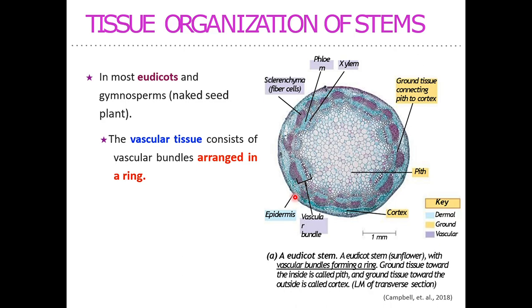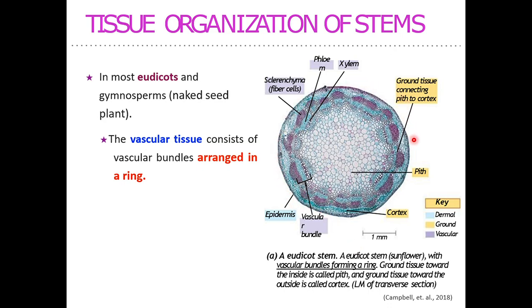For tissue organization of stems, in most eudicots and gymnosperms, which are naked seed plants, the vascular tissue consists of vascular bundles arranged in a ring. As you can see in figure A, a eudicot stem, for example sunflower, with vascular bundles forming a ring. Ground tissue toward the inside is called pith, and ground tissue toward the outside is called cortex.